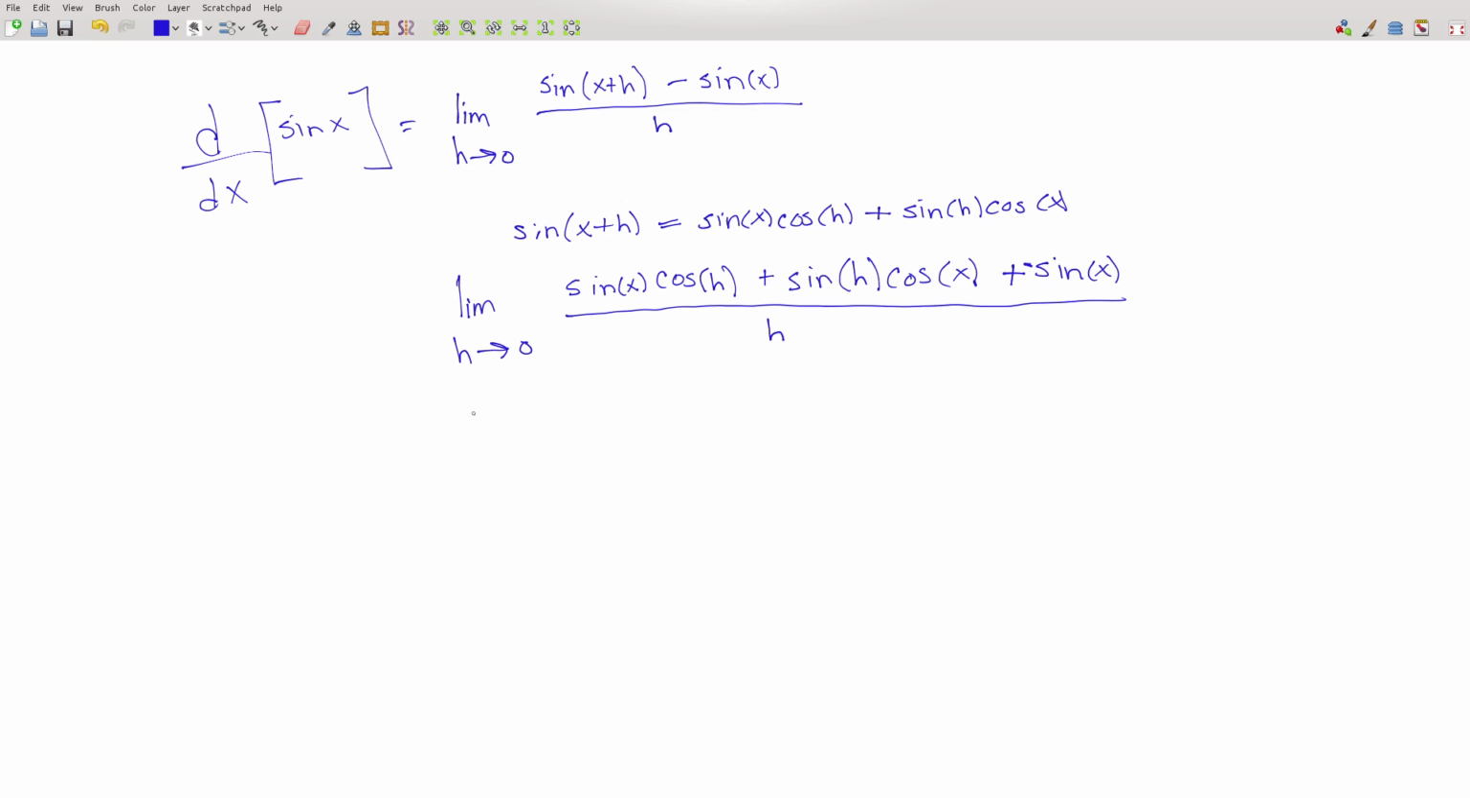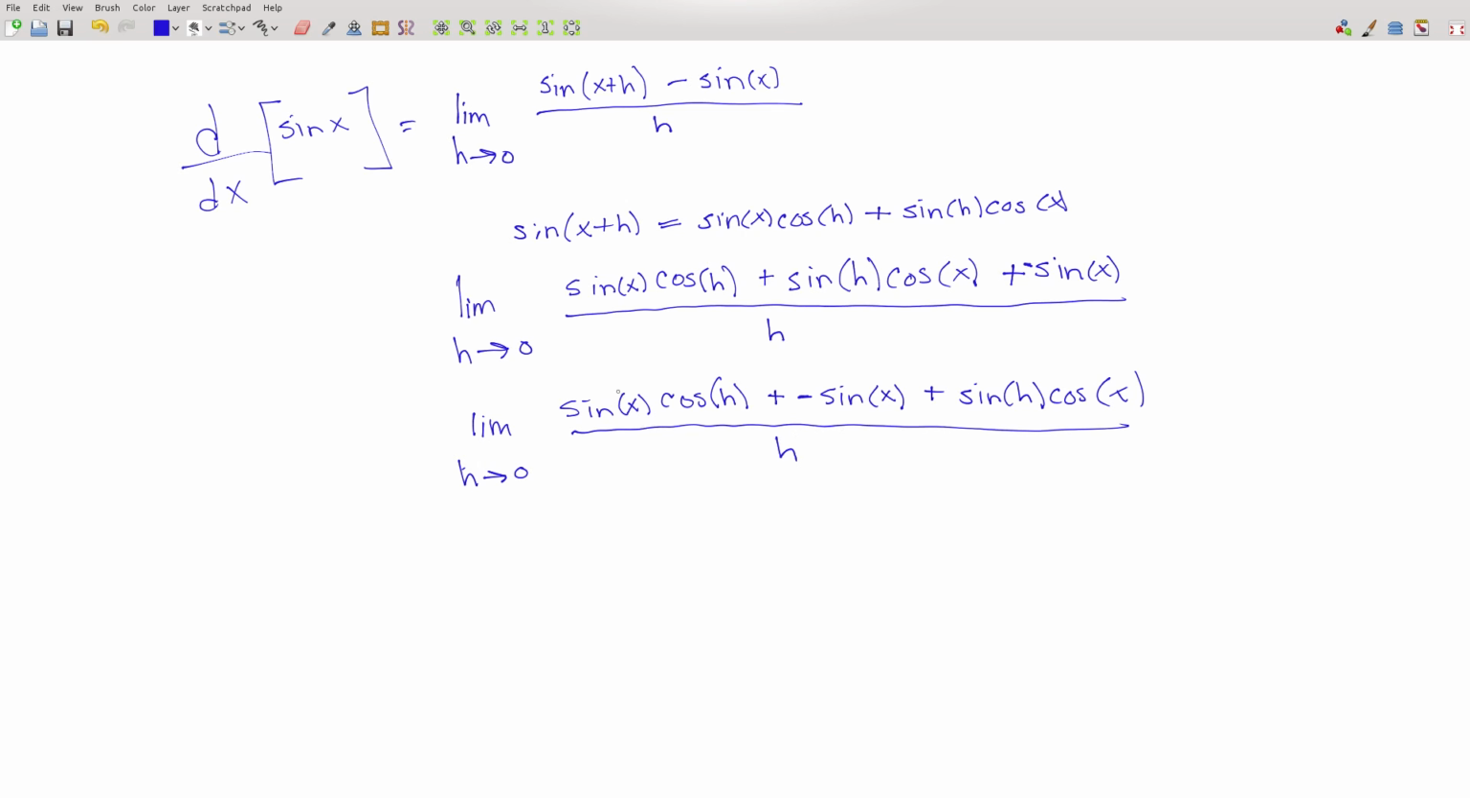So now I have the limit as h goes to 0 of the sine of x times the cosine of h plus a negative sine of x, and then adding on this, plus the sine of h times the cosine of x, and this is all over h. Now, these first two terms have a sine of x in them. Can you think of something to do when two terms both have the same value in them? Maybe we can factor that sine of x out.